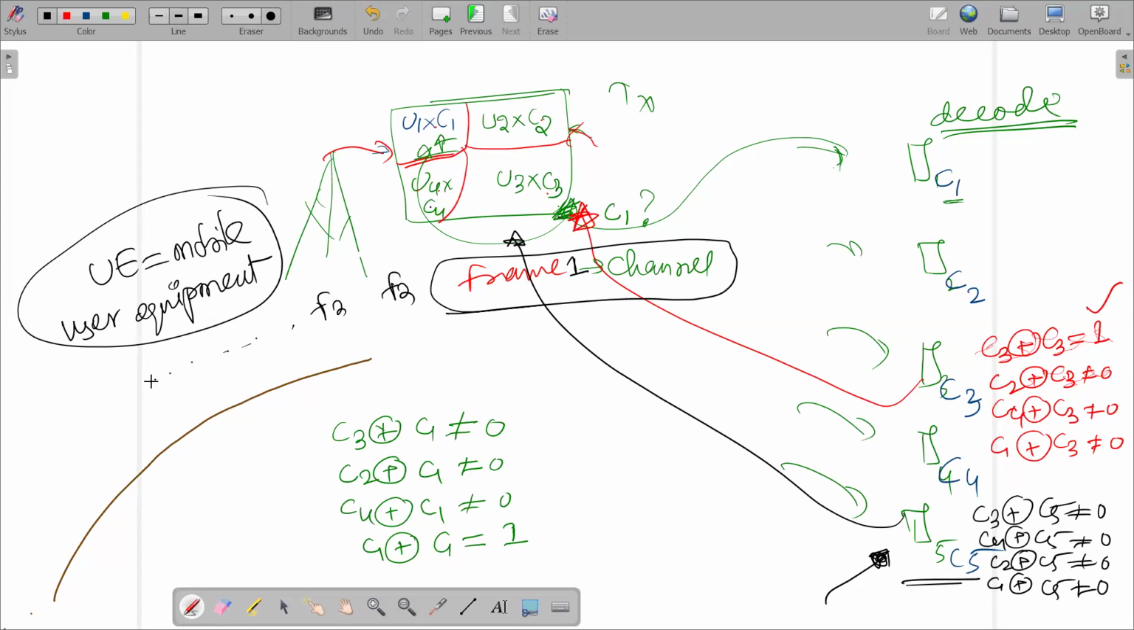Okay, the mobile's job is to search for its data in a particular channel by sequentially searching using code. So that is code division multiple access.